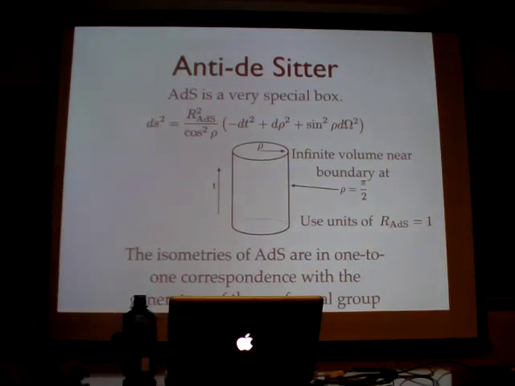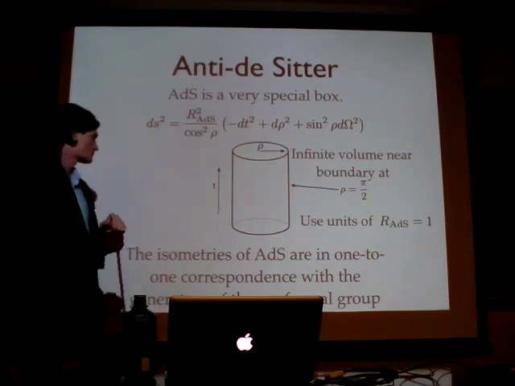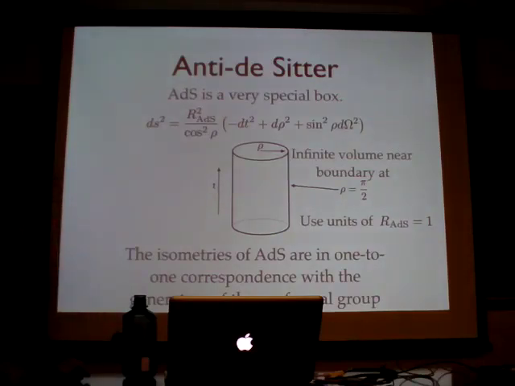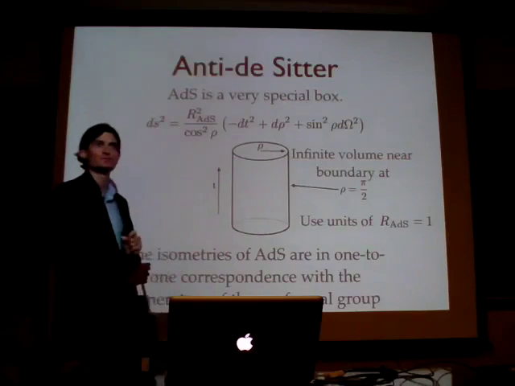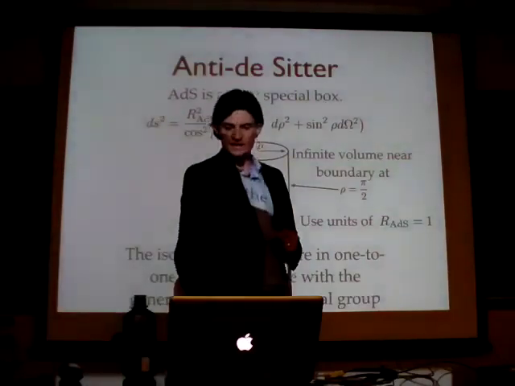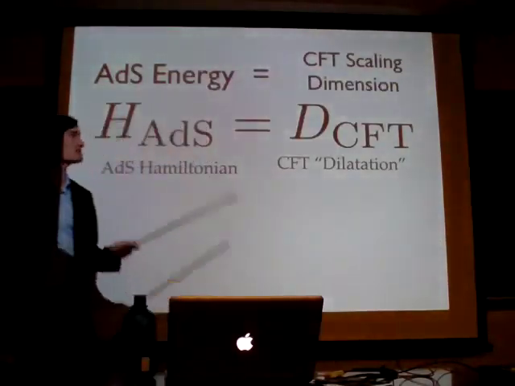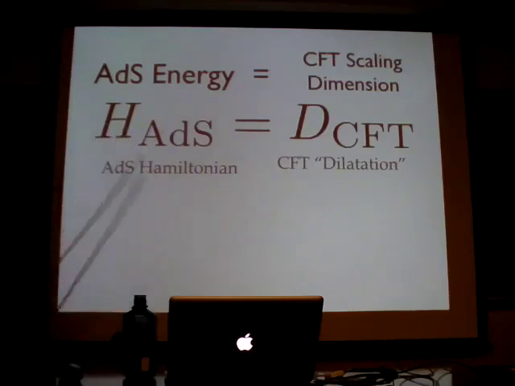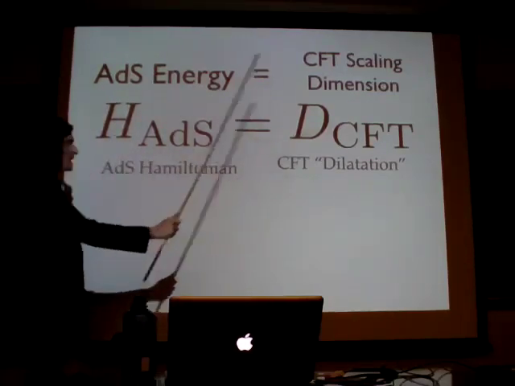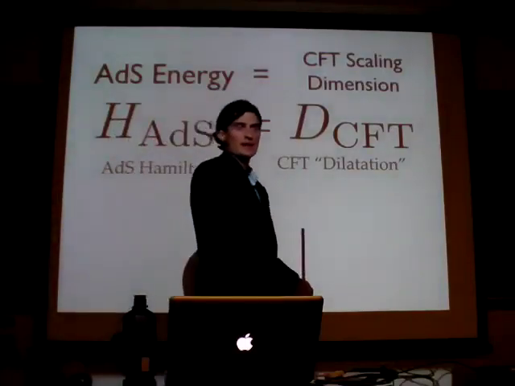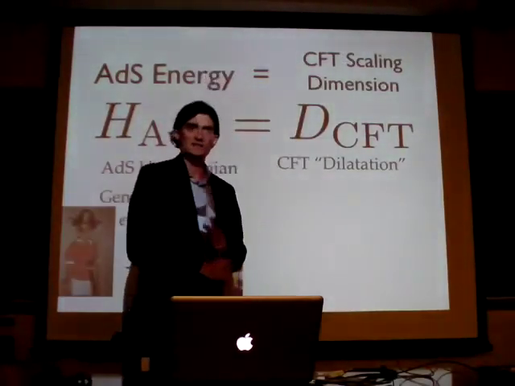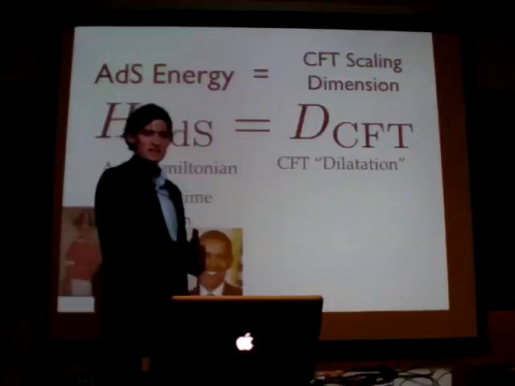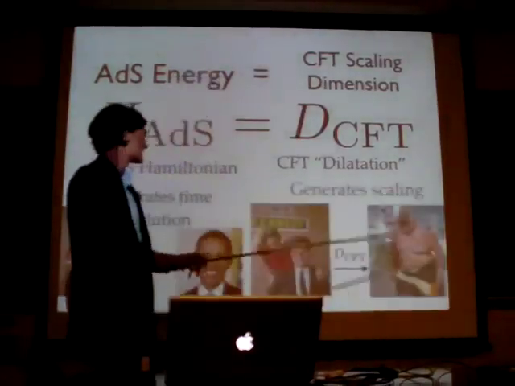Perhaps the most important thing about this box is that it's maximally symmetric, and its isometries are in exact one-to-one correspondence with the generators of the conformal group. This immediately tells us several things. First thing it tells us is that energy in AdS corresponds to scaling dimension in the CFT. That's because the Hamiltonian, which generates time translations, maps onto the dilatation operator, which generates scaling. So you could take a state in AdS and evolve it from a young state to an old state. It's the same thing as in the CFT, using the dilatation operator to evolve a skinny state to a not so skinny state.